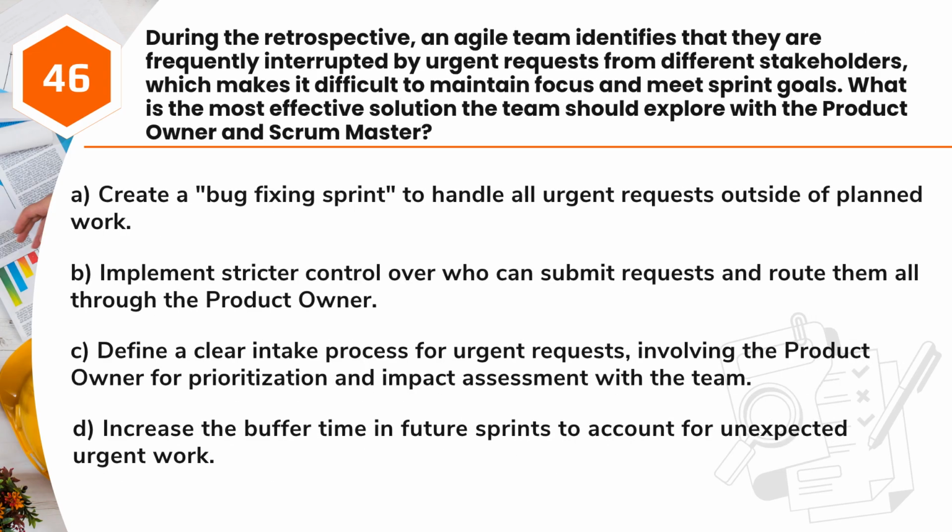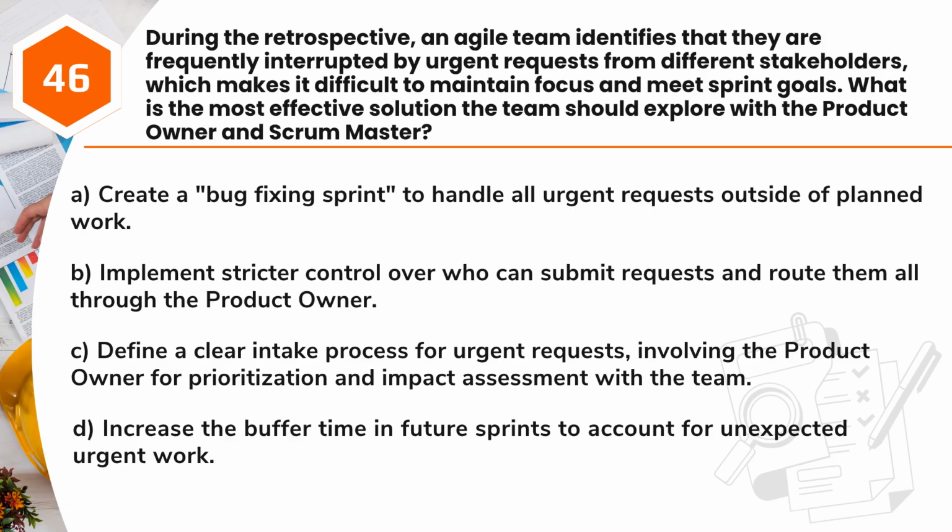Question 46. During the retrospective, an Agile team identifies that they are frequently interrupted by urgent requests from different stakeholders, which makes it difficult to maintain focus and meet sprint goals. What is the most effective solution the team should explore with the product owner and Scrum Master?